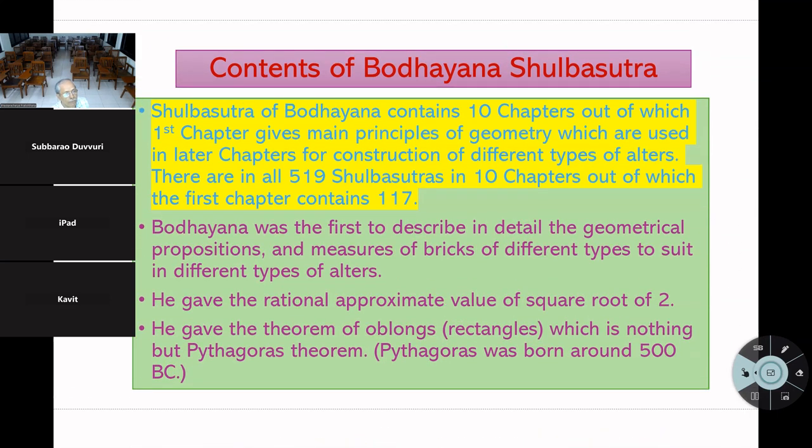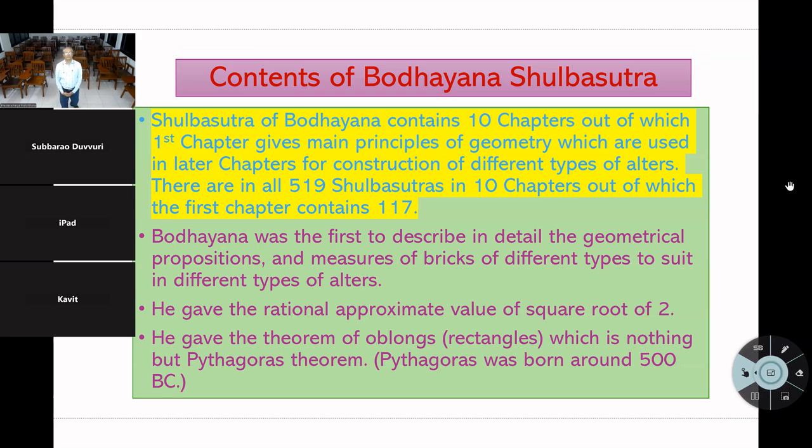And what are the contents of the Bodhayana Shulva Sutra? There are 10 chapters. The first chapter gives the main principles of geometry, which are used in later chapters for the construction of different types of altars. There are in all 519 Shulva Sutras, and out of them, the first chapter itself contains 117. So many sutras are there about geometry. So it must be having many things.